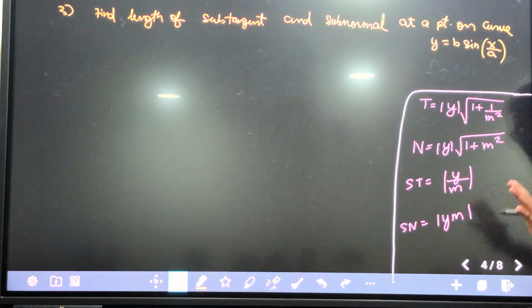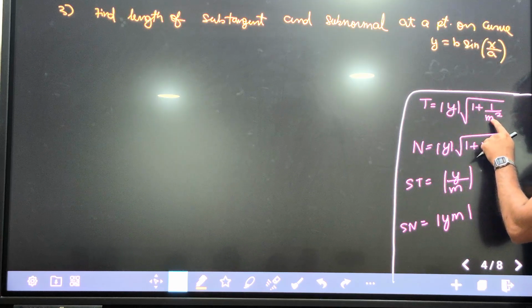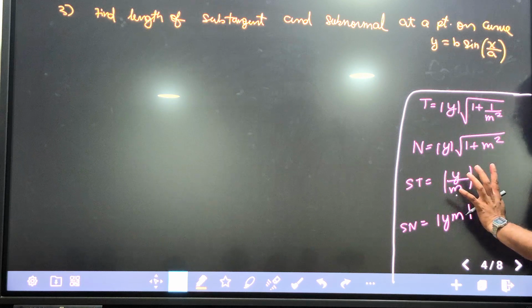So how to remember? That's again an easy trick. In tangent, it is always in denominator. It is 1 by m square. In subtangent, it is in denominator.